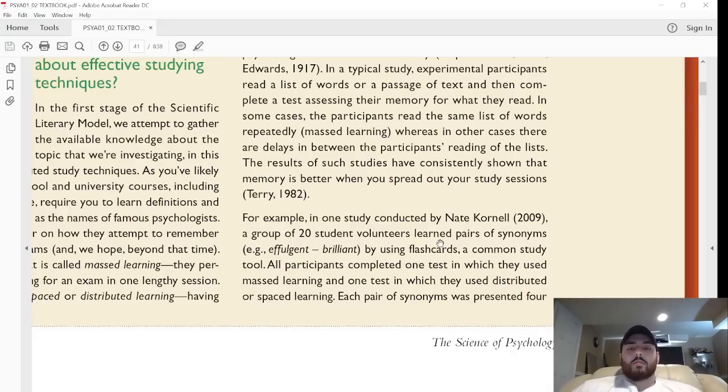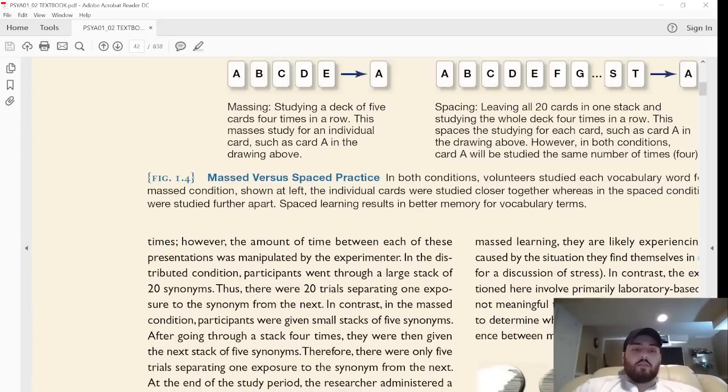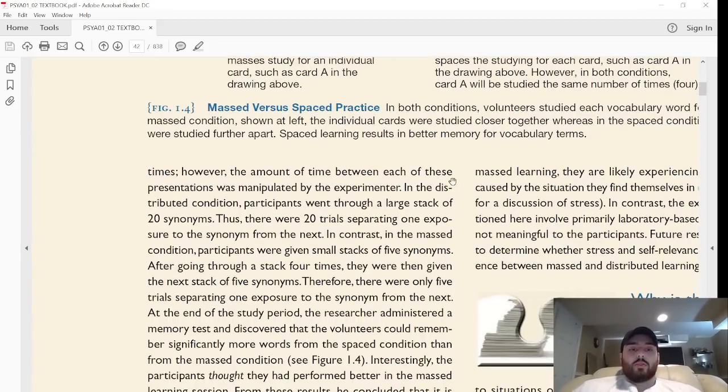For example, in one study that was conducted by Nate Cornell in 2009, a group of 20 student volunteers learned pairs of synonyms, so effulgent and brilliant, by using flashcards, a common study tool. All participants completed one test in which they used massed learning and one test in which they used distributed or spaced learning. Each pair of synonyms was presented 4 times. However, the amount of time between each of these presentations was manipulated by the experimenter. In the distributed condition, participants went through a large stack of 20 synonyms. Thus, there were 20 trials separating one exposure to the synonym from the next.